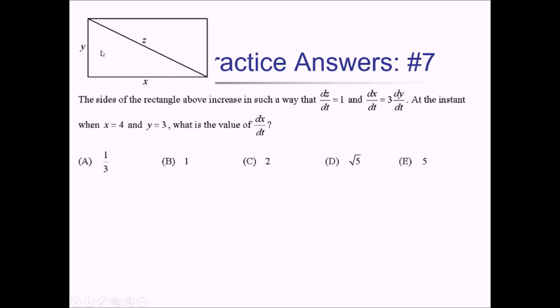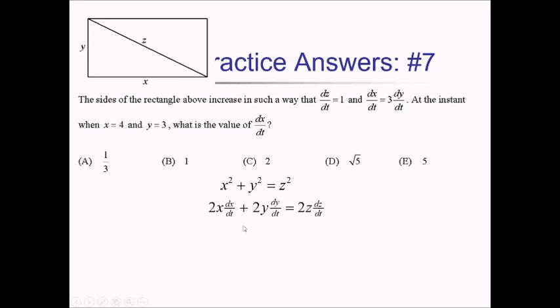So let me start with my equation. Since I've got a right triangle here, I'm going to go with the Pythagorean theorem. x squared plus y squared equals z squared. And now taking the derivative with respect to time, I've got 2x dx over dt, because x is a function of time, and so are the rest of these variables. We've got plus 2y dy over dt, and this is going to equal 2z dz over dt.